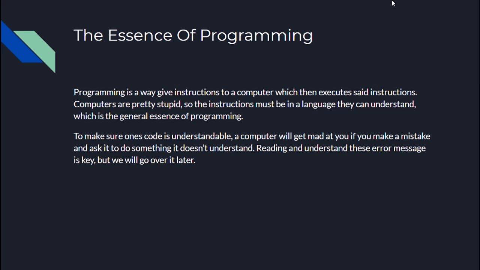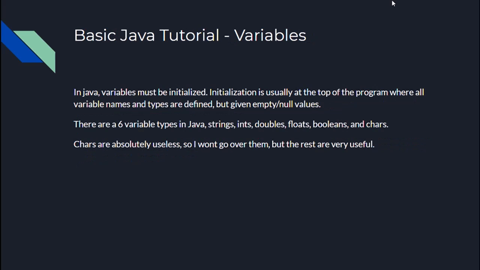The essence of programming. Programming is a way to give instructions to a computer, which then executes said instructions. Computers are pretty stupid, so the instructions must be in a language that they can understand, which is the general essence of programming. To make sure one's code is understandable, a computer will get mad at you if you make a mistake and ask it to do something it doesn't understand. Reading and understanding these error messages is key, but we will go over it later.